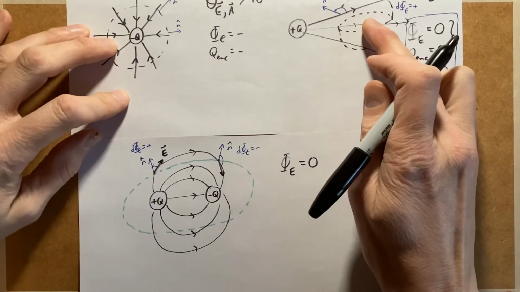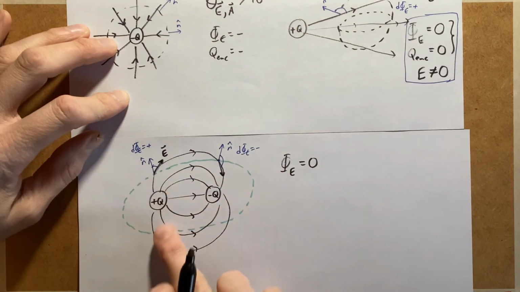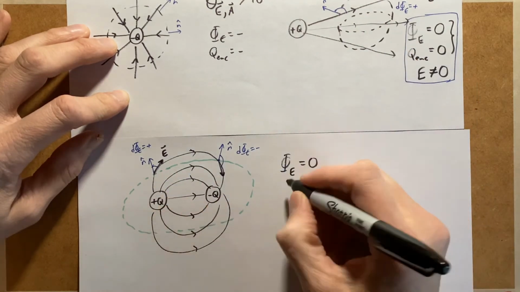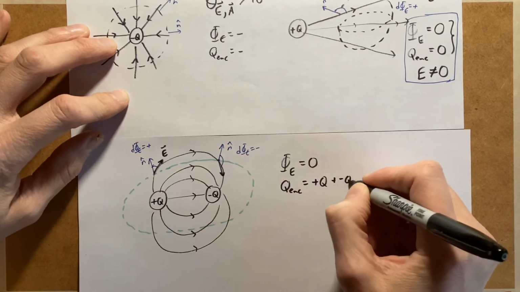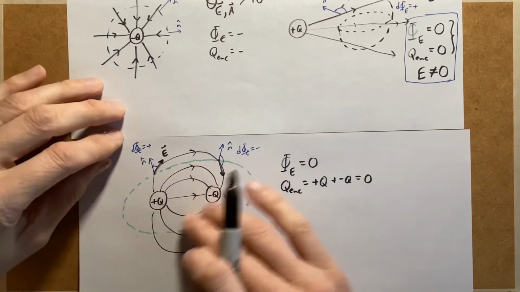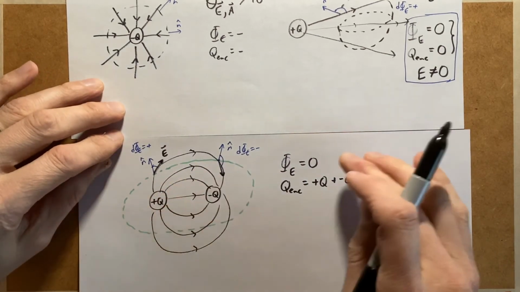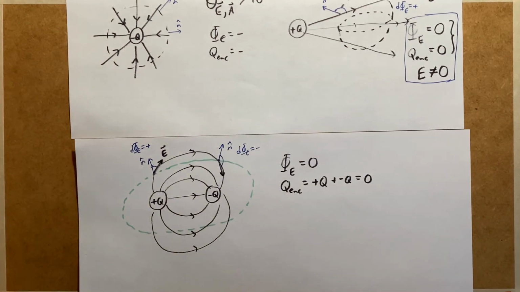Here I had no enclosed charge whatsoever because there's nothing in there. Here I also have no enclosed charge, because with a plus Q and a minus Q that are equal, my enclosed charge, plus Q plus negative Q, is still 0, okay? So I don't have any overall charge living inside here, so what Gauss's law tells me is that my flux has to end up being 0, okay?